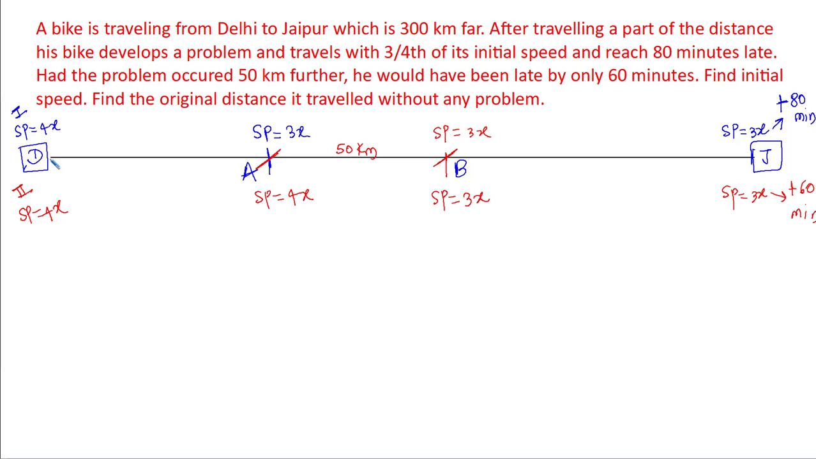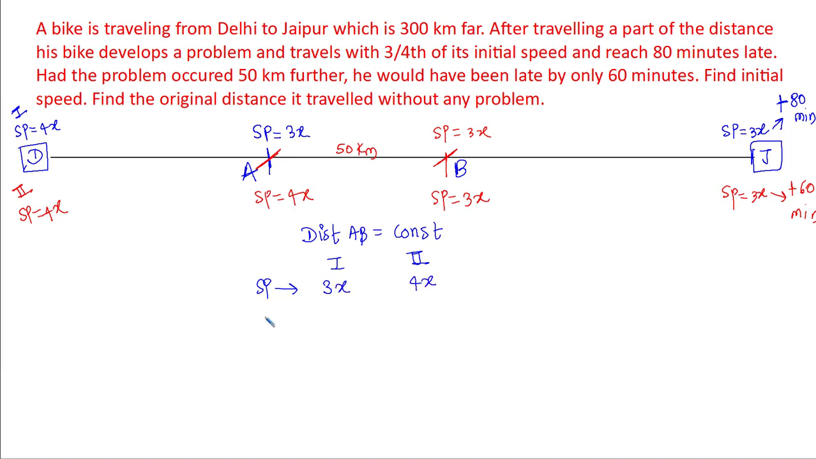Why? Because distance AB is traveled in the first case with a speed 3x and in the second case with a speed 4x. So let's talk about only distance AB. Over here we can see that distance AB is constant. In the first case distance AB is traveled with a speed 3x, whereas in the second case distance AB is traveled with a speed 4x.